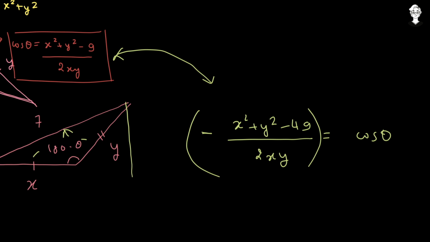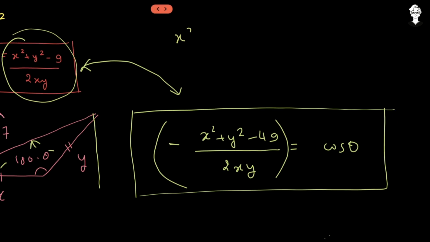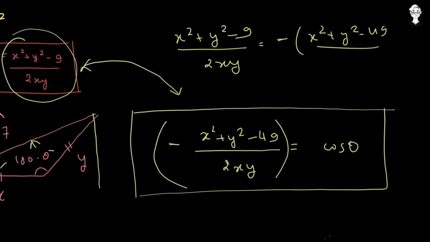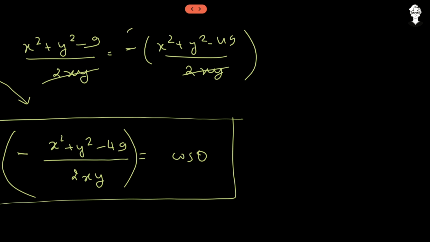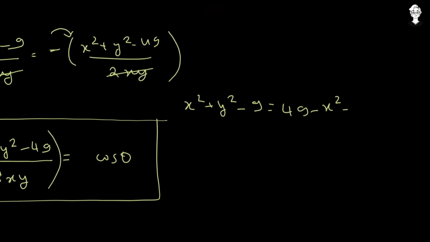So here we again have the value for cos of theta, and previously we also had the value for cos theta. So now we can compare the other side. The other side of the first equation is x square plus y square minus 9 upon 2 times xy, and this is equal to negative of x square plus y square minus 49 upon 2xy. Now as x and y were the side lengths of the square, they cannot be equal to 0, so 2xy and 2xy, the complete term gets cancelled out, and if I open this negative sign, I'll finally get x square plus y square minus 9 equal to 49 minus x square minus y square.